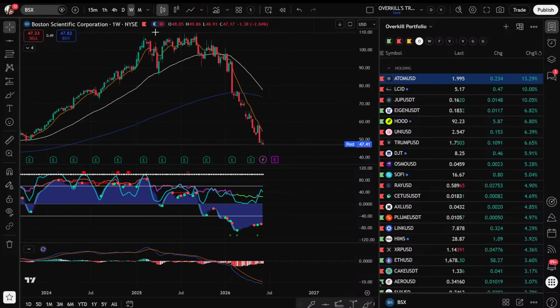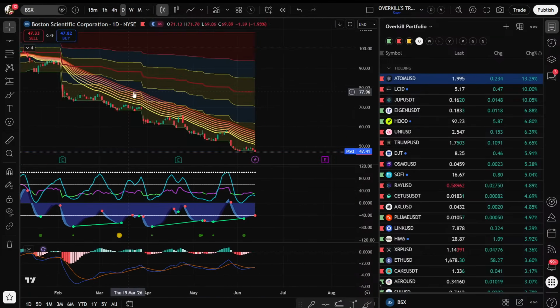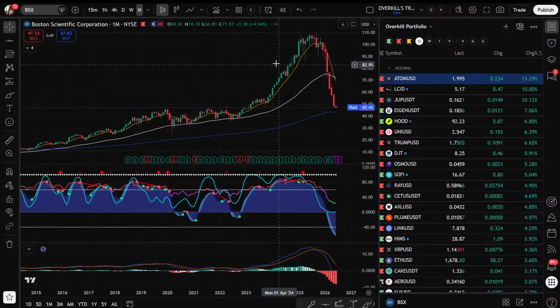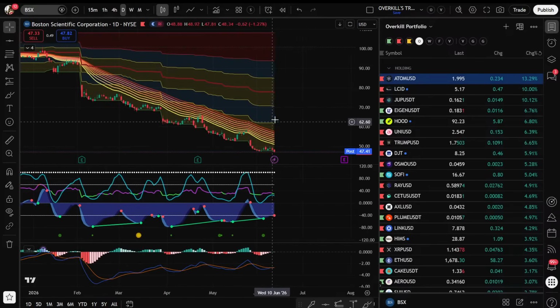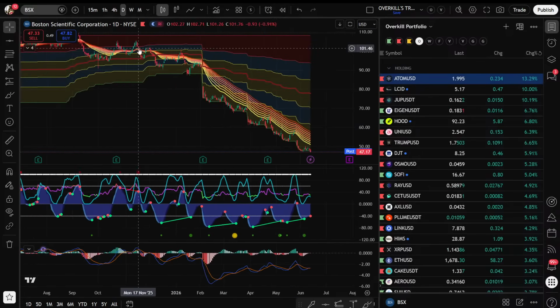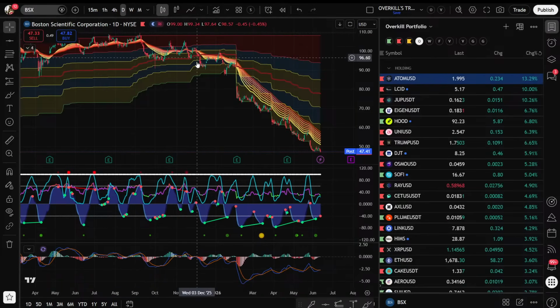BSX, so this one just keeps melting down, okay? What I'd be looking for a reversal on this one is a monthly, or a daily, for the daily to pop over these EMA ribbons. Because, again, I tell you guys all the time, on the daily chart, we use the EMA ribbons.